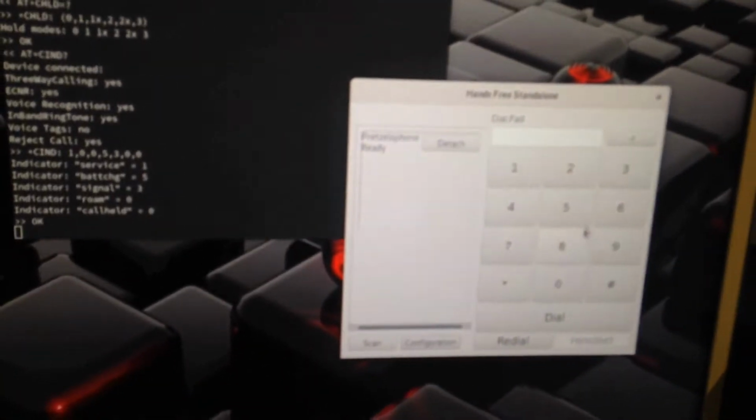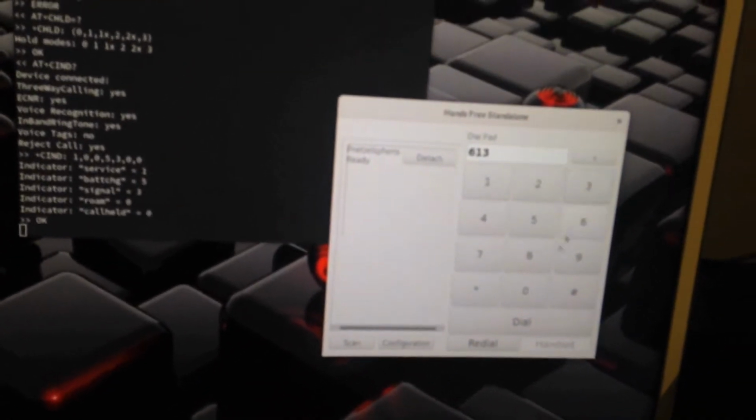And so let's go over here. Okay, so try to connect. Okay, it says it's connected. All right, go over here. It is ready to go.